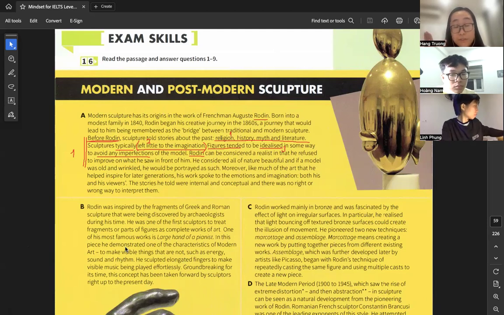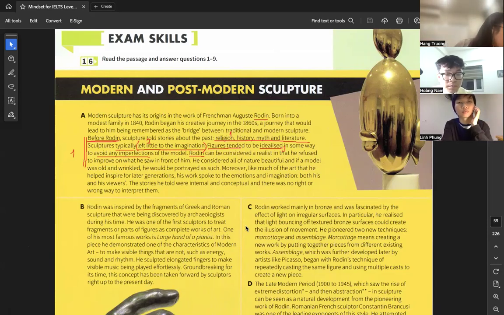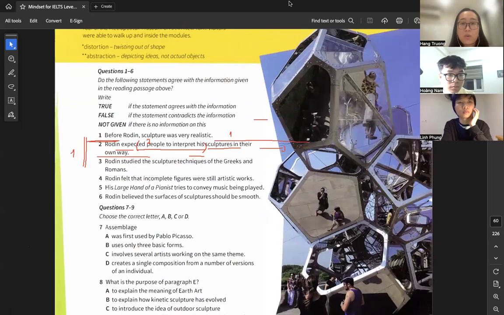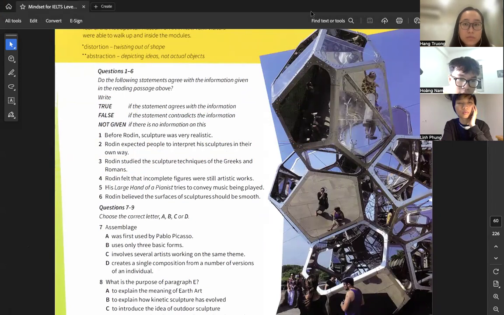If there's still confusion, then we can come back later, okay? We can always discuss more. But now let's turn to question number 2. Now, Hua, can you give me the keywords in question number 2? Expected people to interpret his sculptures in their own way. This is a very important detail, in their own way.